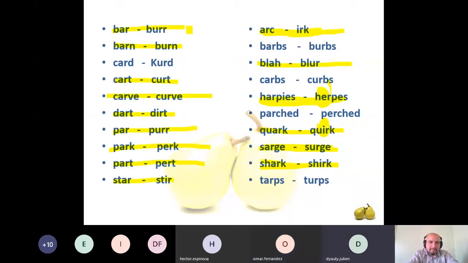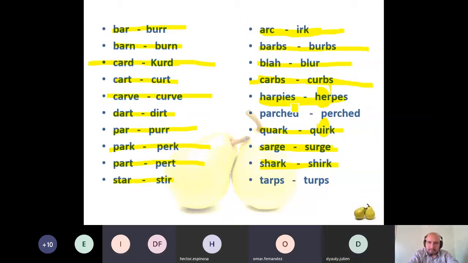Bar. Correct. Next one. Carbs, harp, curb. Curbs. Exactly. Next one. Bar. Correct. Next one. Car, curb. Correct. Next one. Tarps, tar, turf, terps. And the last one.